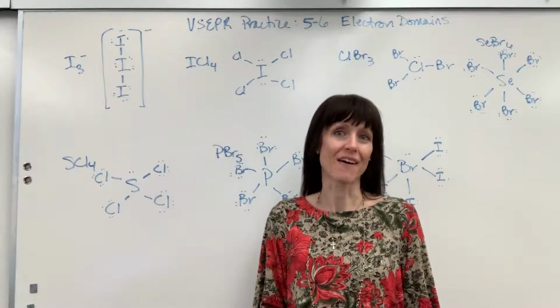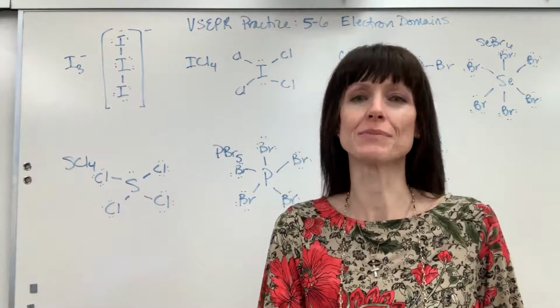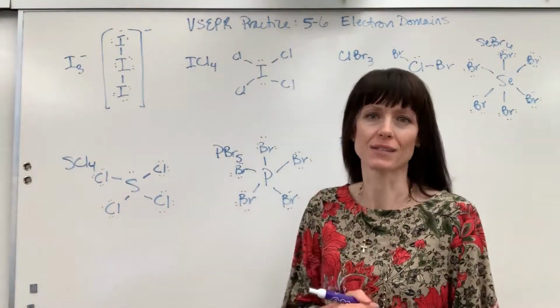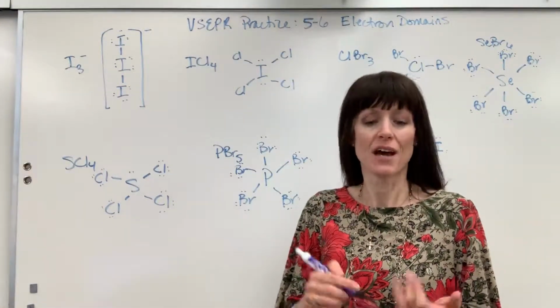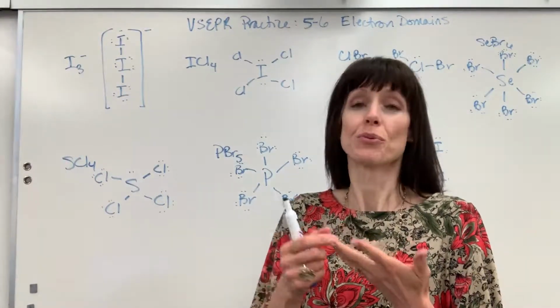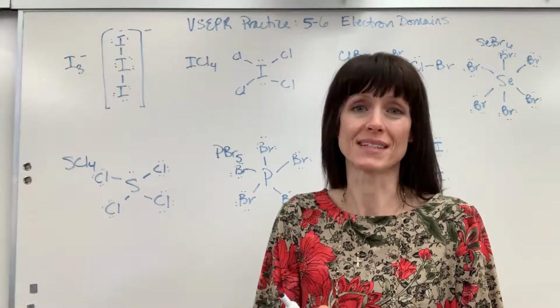Let's do some more practice on VSEPR. This is going to be when we have 5 or 6 electron domains. Now, an interesting connection with this: 5 electron domains means that you have 10 electrons around the central atom, and 12 electrons around the central atom if it has 6 electron domains.